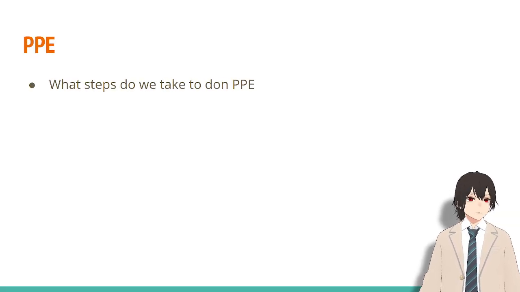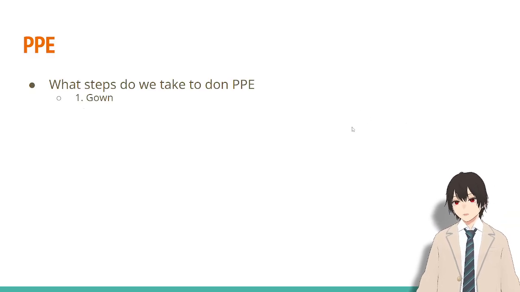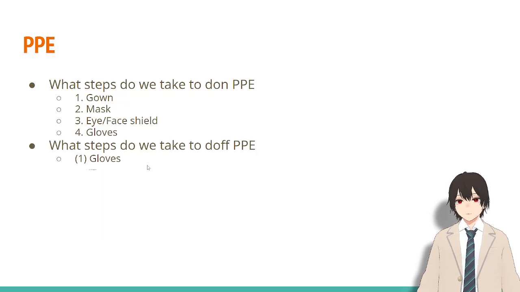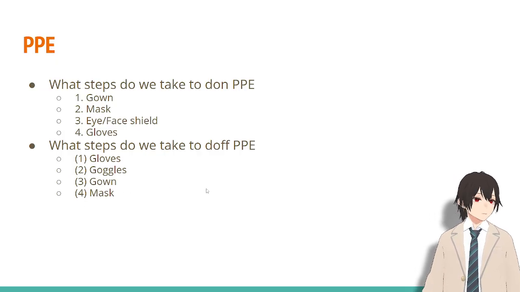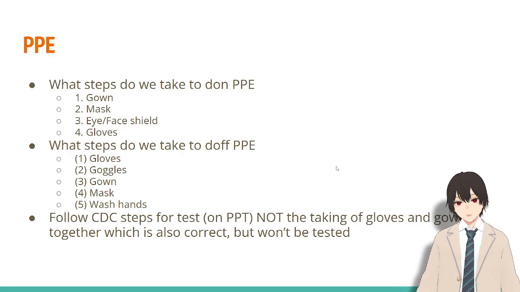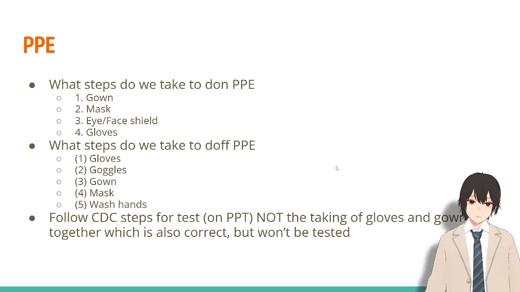Okay, PPE. Now, the donning steps are gown, mask, face shield or goggles, and then gloves. And taking them off, it is gloves, goggles, so these get switched, then gown, then your mask, okay? Follow the CDC steps when you're being tested, unless your professor has talked about it differently.